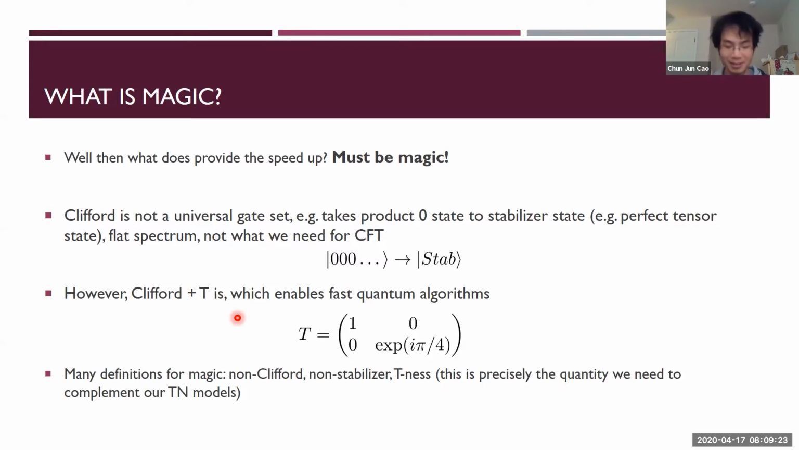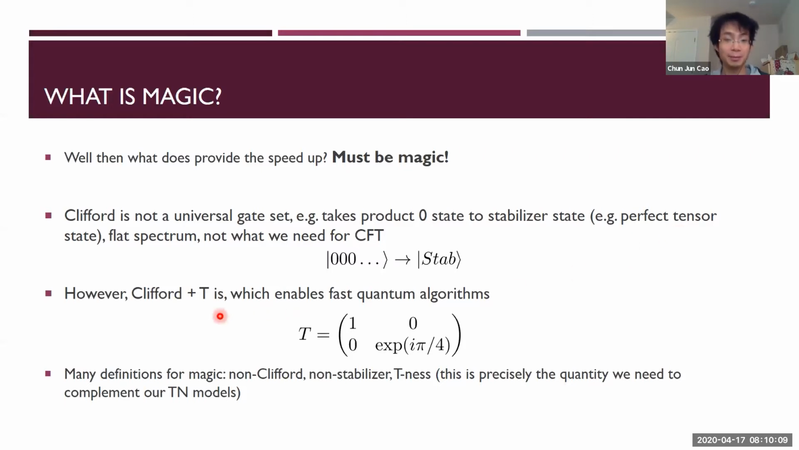Now, those of you who are already familiar with quantum computation have noticed that, hey, Charles, the Clifford group is not a universal gate set, right? You can't really get to any state that you want from, for example, a product of 0 states. In fact, what you can do with the Clifford operations is that if you started with a bunch of 0 states, you can only turn it into a stabilizer state, which is a proper subset of all quantum states. And in fact, it is a perfect tensor state, or the holographic state. The tensor network that I showed earlier is actually a stabilizer state. So it has a flat spectrum, which is not really what we need for conformal field theory.